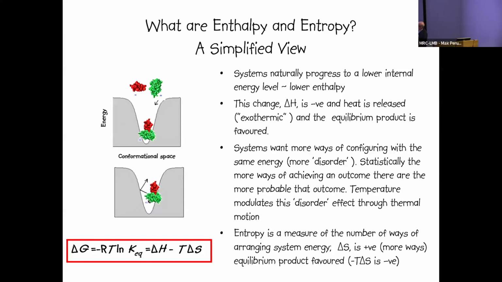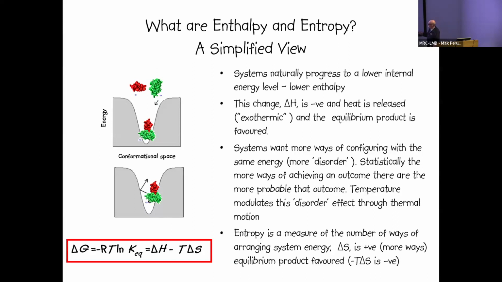Things tend to progress to a lower energy level. And this change in enthalpy is negative when we progress to a lower energy level, and heat is released. And because this change in enthalpy is negative, we're driving the equilibrium towards the product. So negative delta H gives us more product.